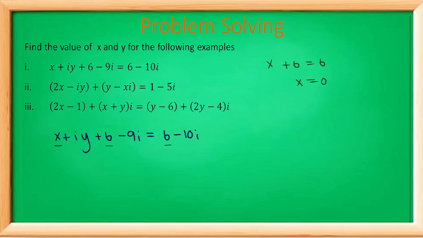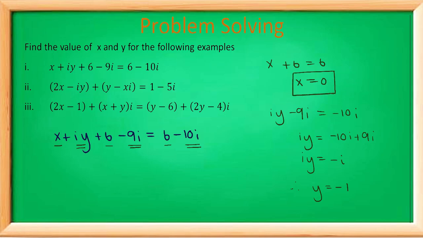Now to deal with the imaginary part. So we have iy minus 9i equals minus 10i. Again, we write this as another equation. We have iy minus 9i is equal to minus 10i. So therefore, iy is going to be equal to minus 10i plus 9i. So iy is going to be equal to minus i. So therefore, y is going to be equal to minus 1. So we have x is equal to 0 and y is equal to minus 1.